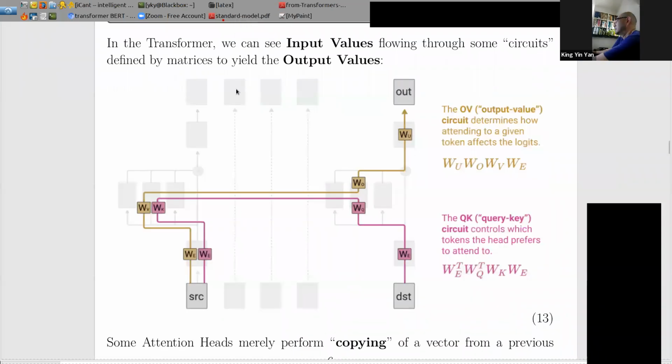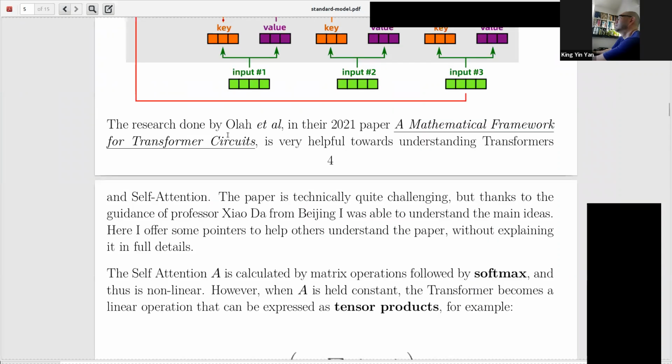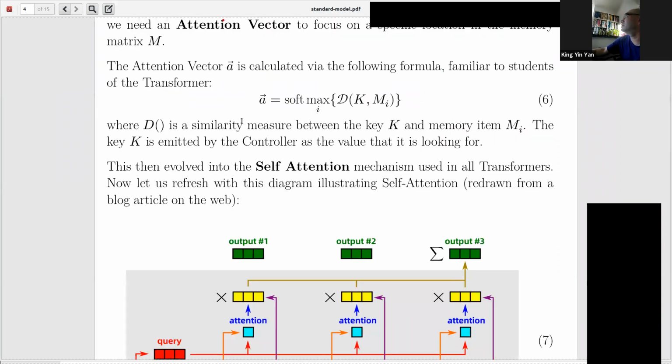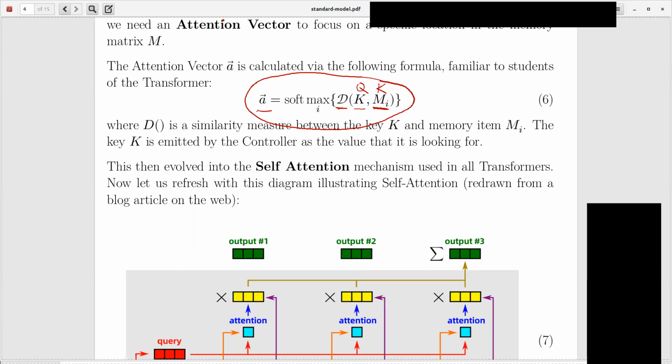So let me find the formula. Yeah, this formula is the self-attention formula. It asks the similarity between the key and the memory item. But actually, it's just the query and the key actually. But maybe the notation I messed up. But this is the attention.